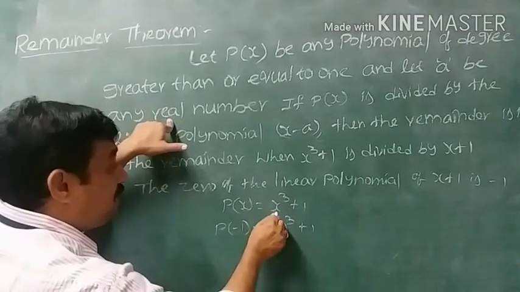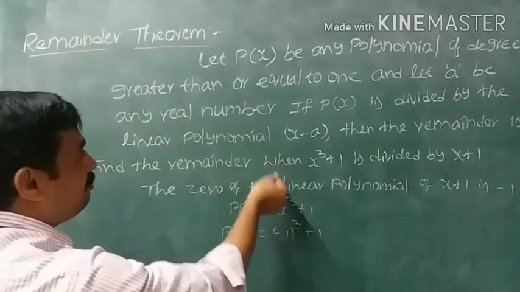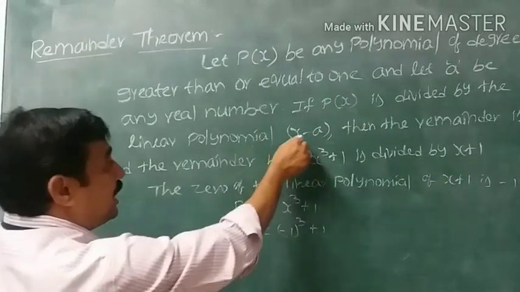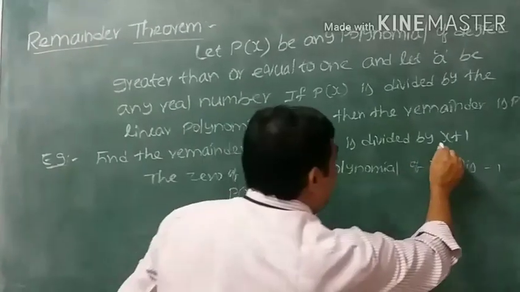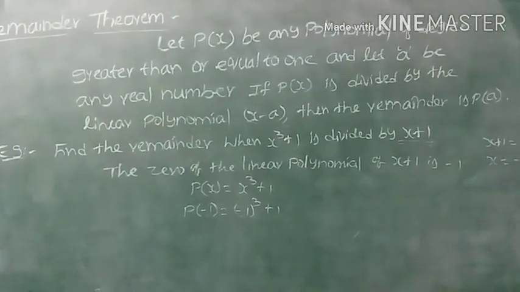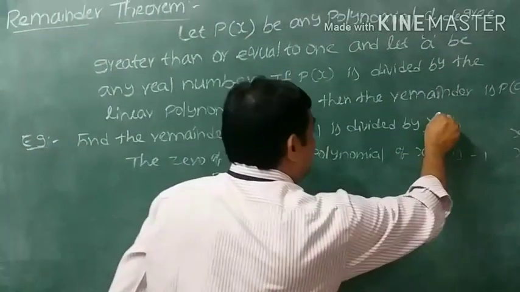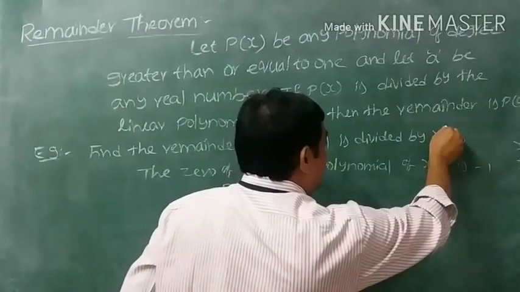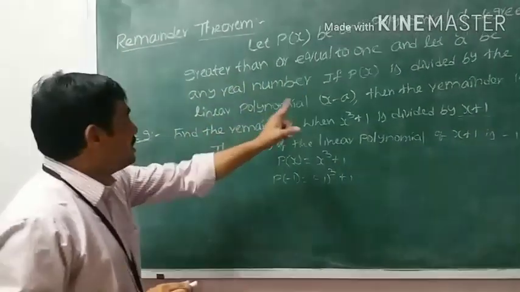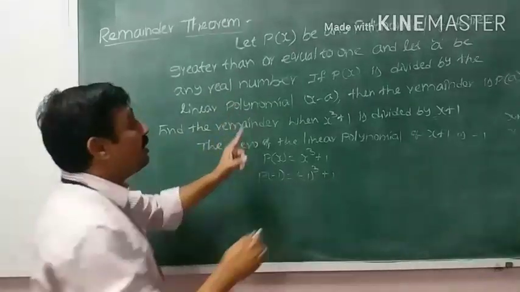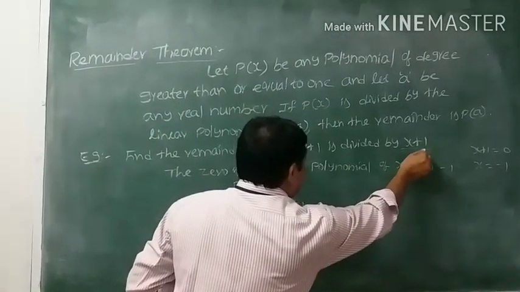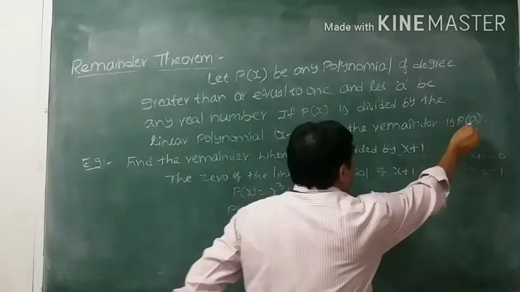Here a is nothing but x, be any real number. Then if p of x is divided by the linear polynomial x minus a, here which one is the linear polynomial? x plus 1. How can you say it is a linear polynomial? Because here the degree is 1. The first degree is nothing but a linear polynomial. According to this condition, if p of x is divided by the linear polynomial x minus a, here x minus a is nothing but this x plus 1, then the remainder is p of a.